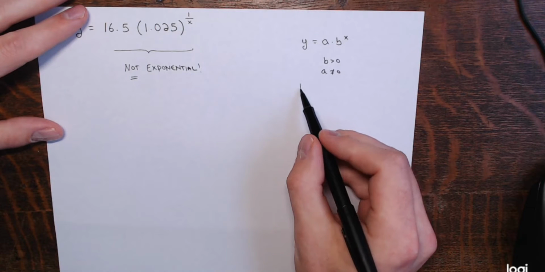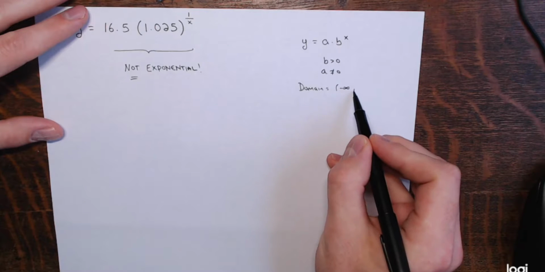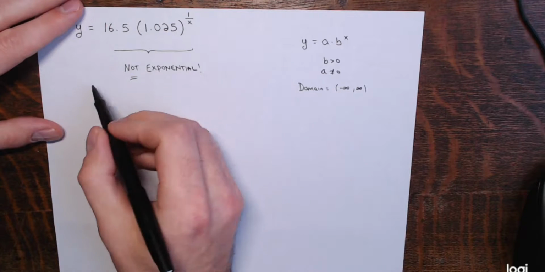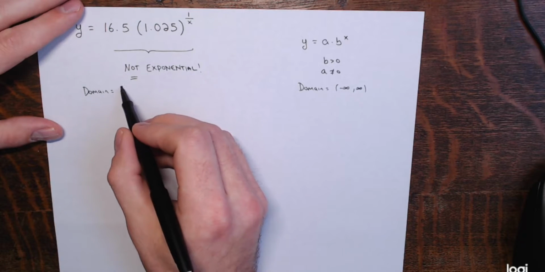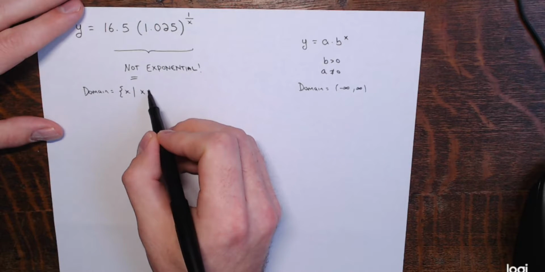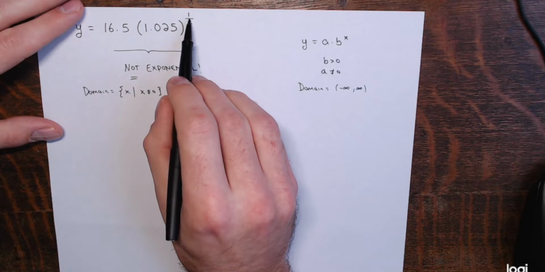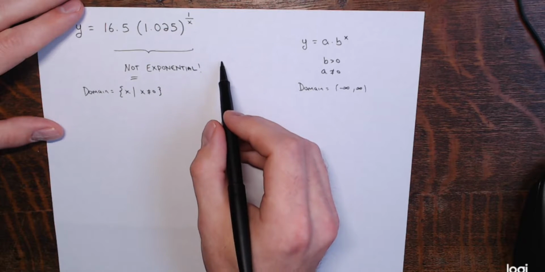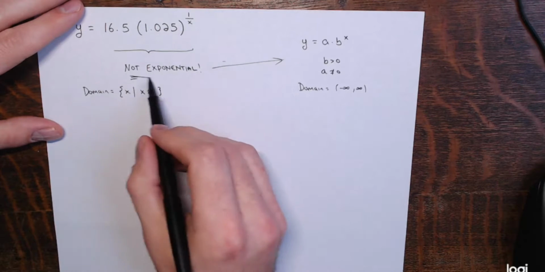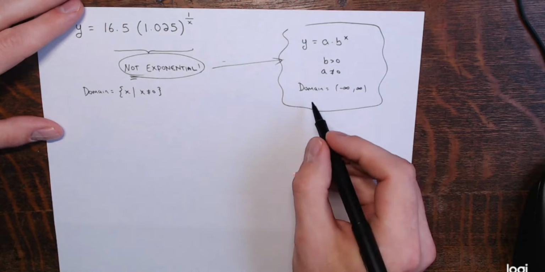Remember, for our exponential functions, the domain was all real numbers. Over here, the domain is not all real numbers. The domain is all values of x that aren't 0. Because if you plug in 0 for x, you're going to get 1 divided by 0 in this power. And you can't have zeros in denominators, right? That's undefined. So this is not exponential, right? This function here does not satisfy our definition of an exponential function.